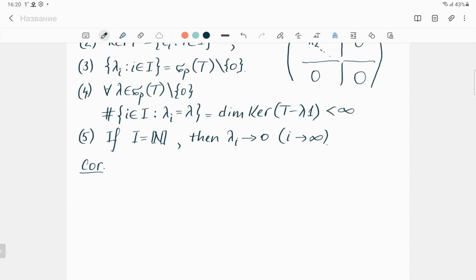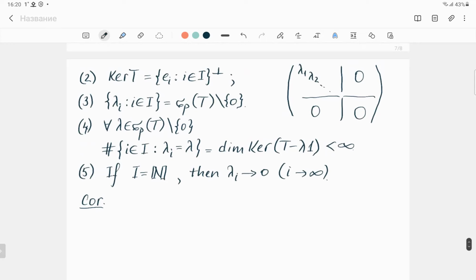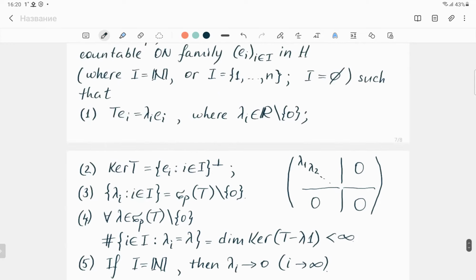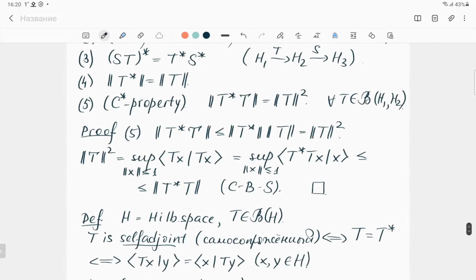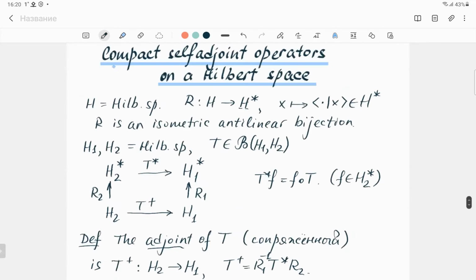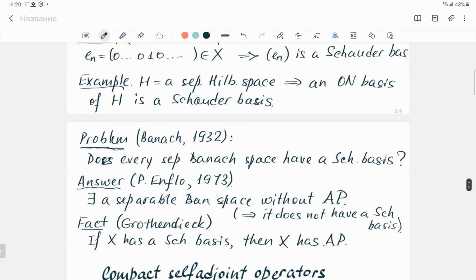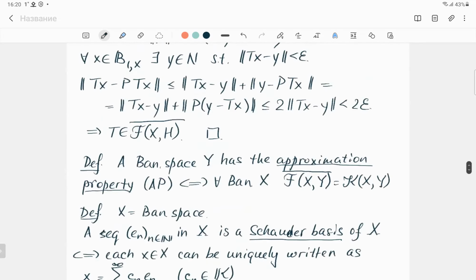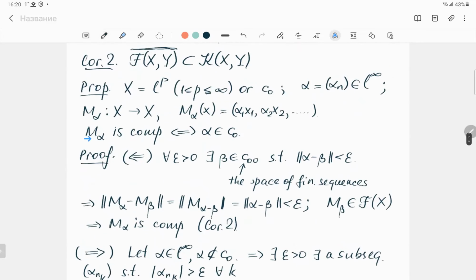I'm a bit confused. You said that a diagonal operator can't be compact if alpha is not in c00. No, it's in c0. Let's look once again at our criterion. I see, I understand. Okay. It was in c0. Look, M alpha is compact if and only if alpha is in c0. Thank you. Okay.